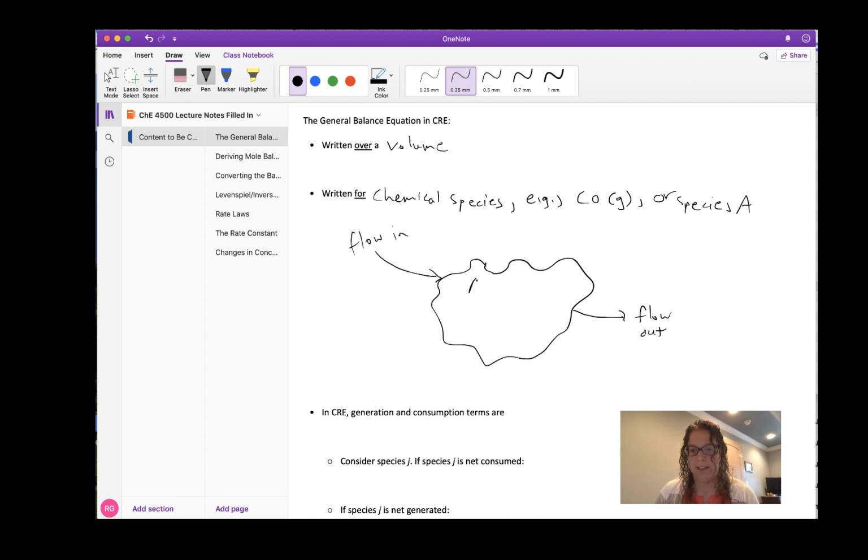Happening inside, I can have my accumulation if I'm not at steady state. And this is also where I can have my generation and my consumption. So those things are happening within the system boundaries.